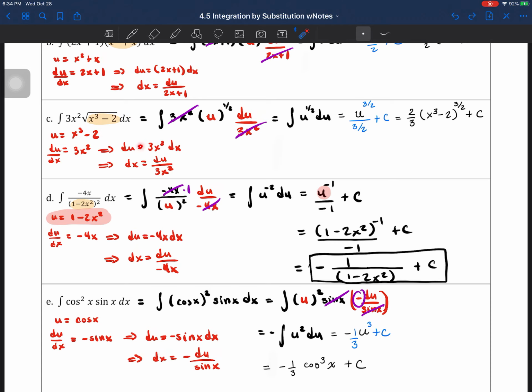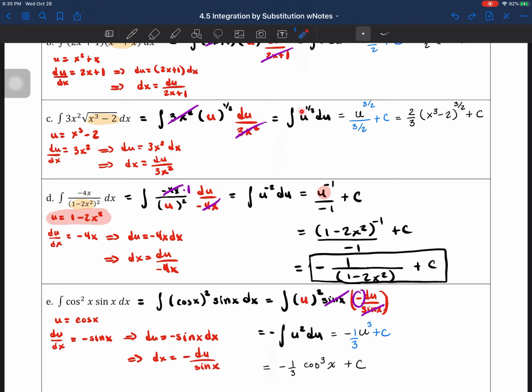So what are we going to do? From here, you need to turn the dx into terms of u. So divide both sides by 3x², and that gives us dx is equal to du over 3x². And then we'll replace dx with du over 3x². Notice that the 3x² and the 3x² cancel each other out. And then now you're left with the integral of u to the 1/2 times du.